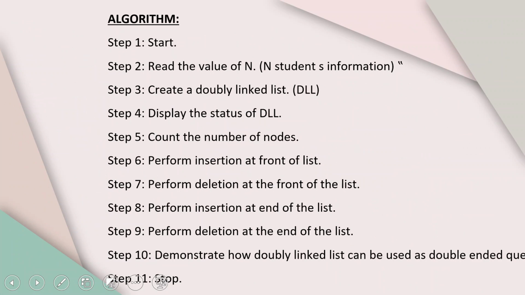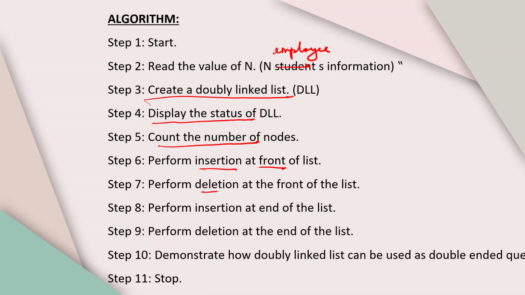Okay, let's look at the algorithm. We will start by reading the values of the employee, this should be employee, not student. Then we create the doubly linked list. We display the status. We count the number of nodes. Perform insertion at the front, deletion from the front, insertion at the end or rear end, and deletion from the end of the list. And also show how the doubly linked list can be used as a double-ended queue. Then we exit.